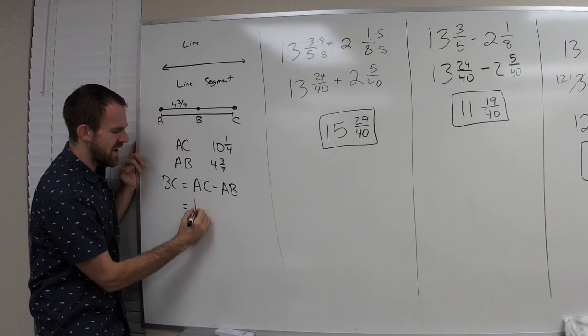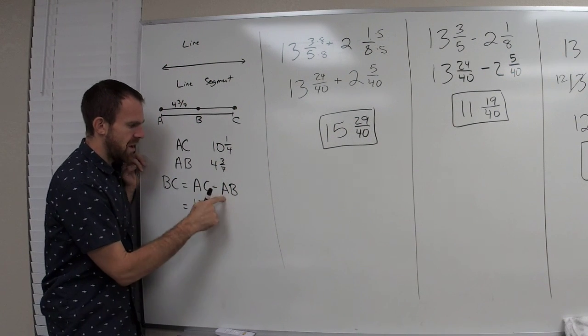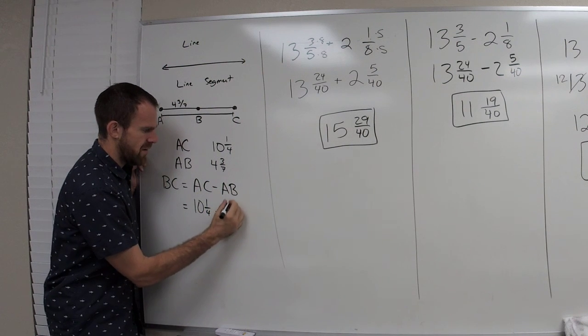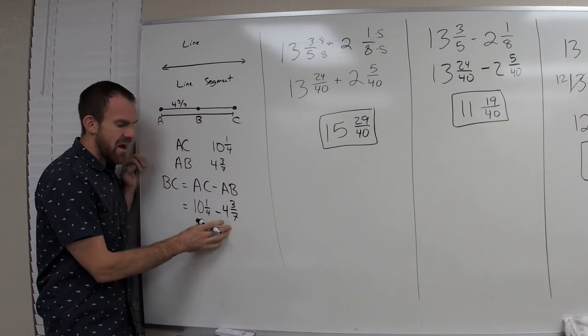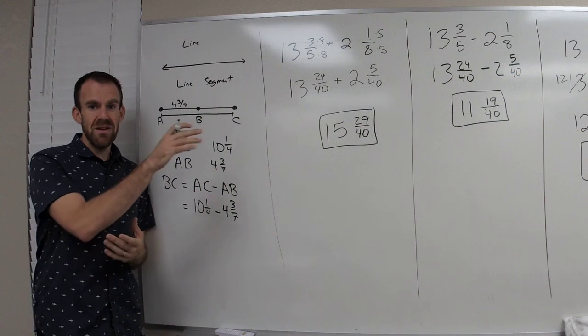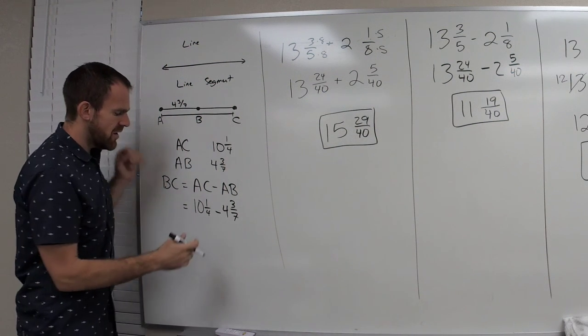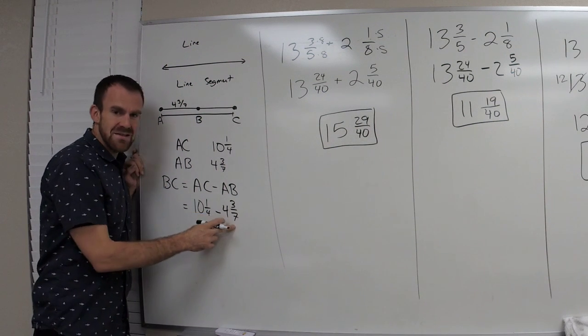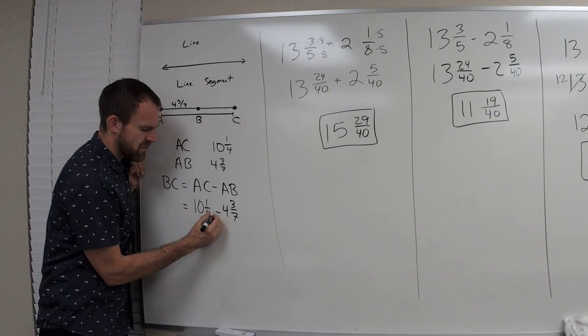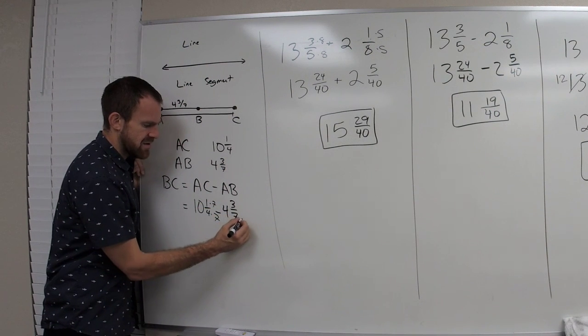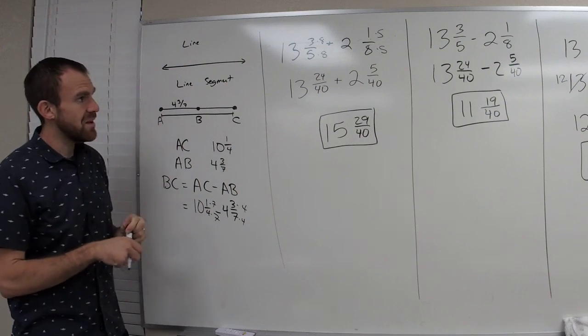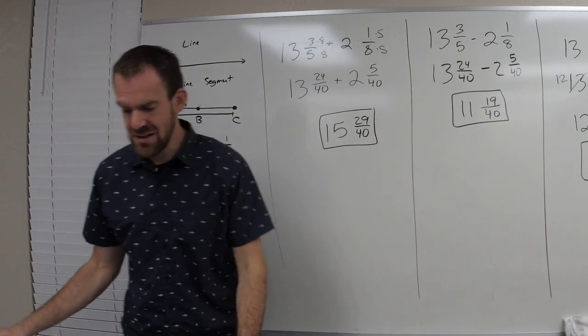AC is 10 and 1/4. AB is 4 and 3/7. Now I'm going to do the exact same procedure that we did before. I need a common denominator. In this case, 4 and 7 go into 28. So I'm going to multiply this one by 7 and this one by 4. Actually, I'm going to do it up here so that you guys can see better.